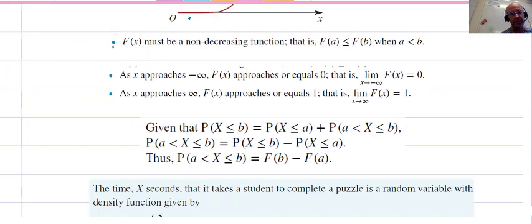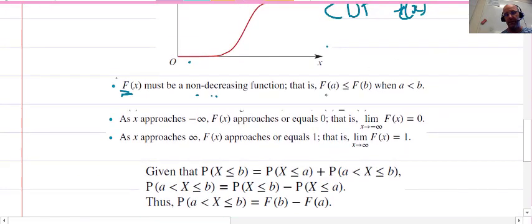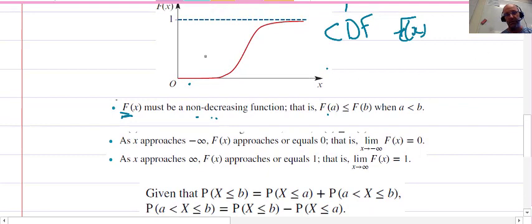A few stipulations here. The CDF, in other words, uppercase F of x, must be a non-decreasing function, so it always increases. That is, F of a is less than or equal to F of b, where a is smaller than b.